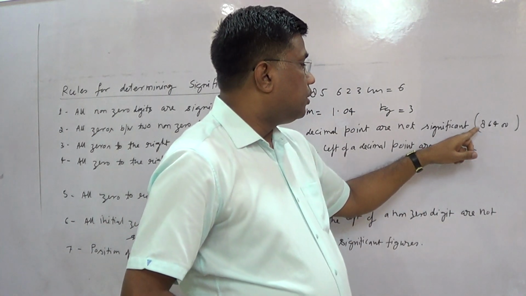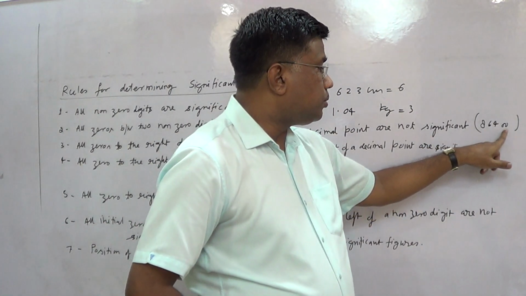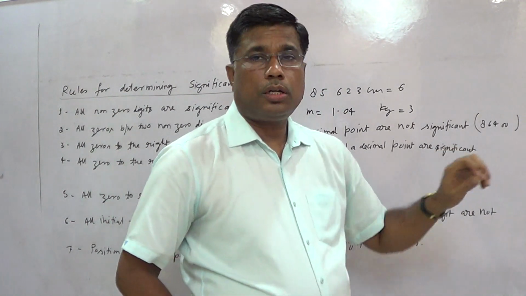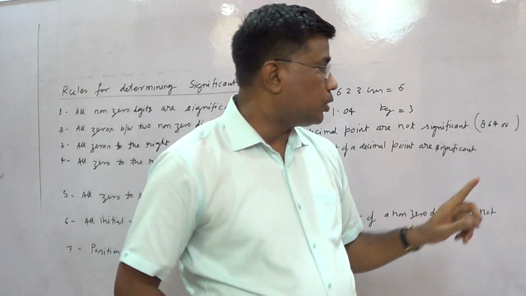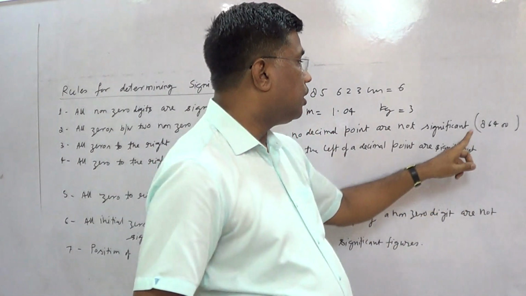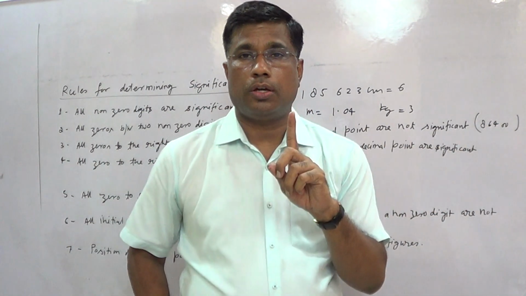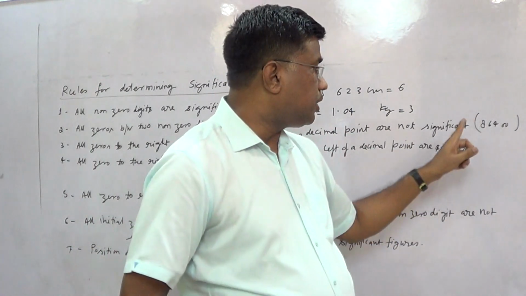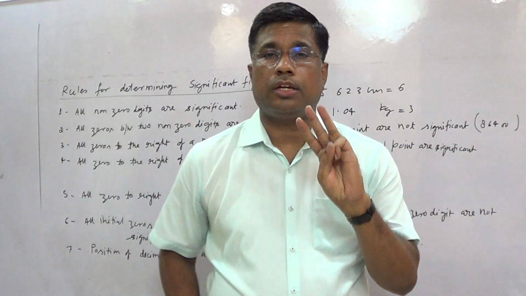So in this measurement, these two zeros are not taken as significant figures. So in this measurement, there are only three significant figures, only 864, from the first law.